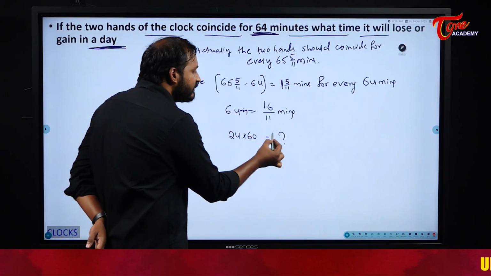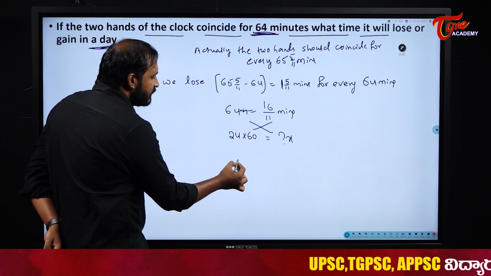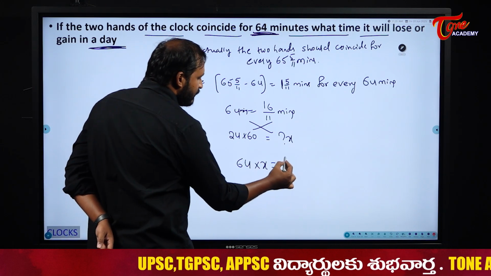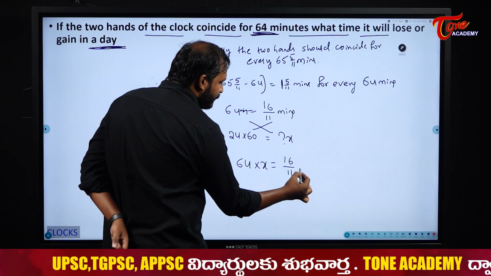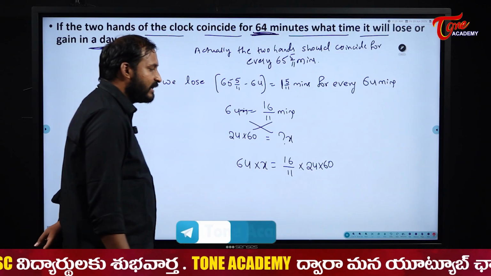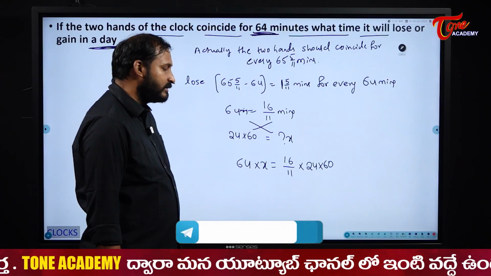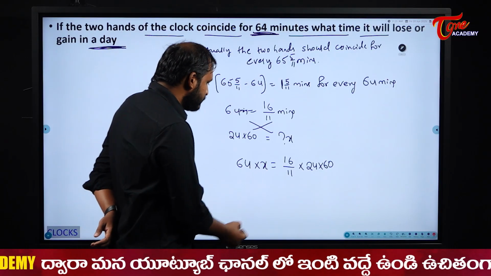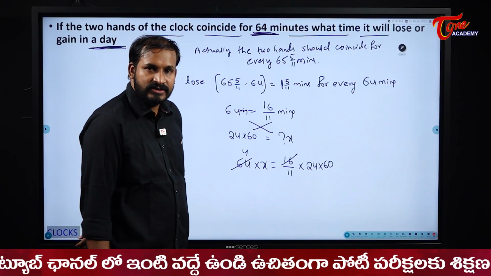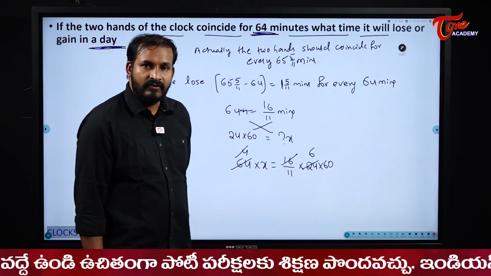So, simply cross multiply here students. Assume this as some x. Now, what will I get here? 64 into x is equal to 16/11 into 24 into 60. Now, cancel it students. What you will get? 16 ones are 16, 16 fours are 64. Next, 4 ones are 4, 6 are 6.